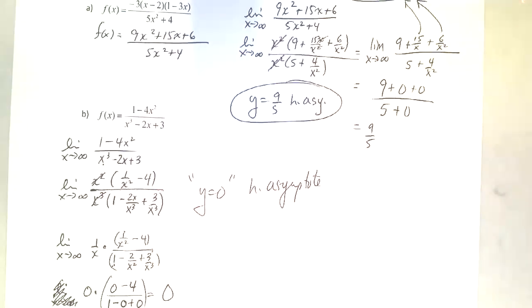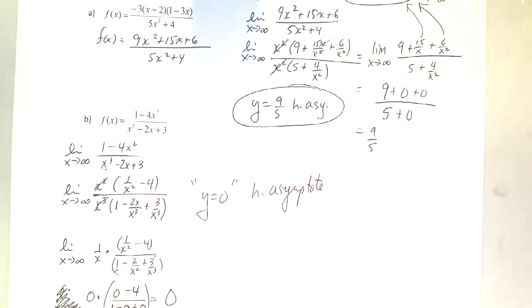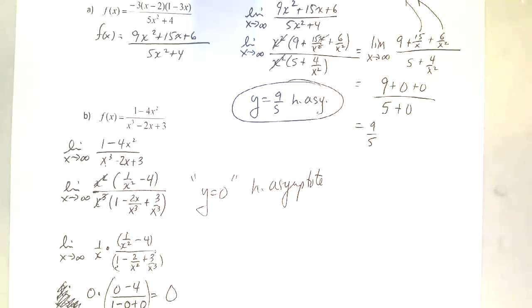And that's how you find the equation of the asymptote, by actually calculating the limit as x goes to infinity. So that's the new technique for this.